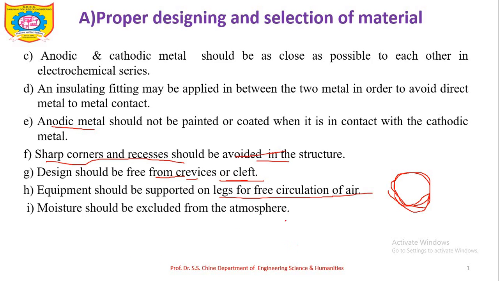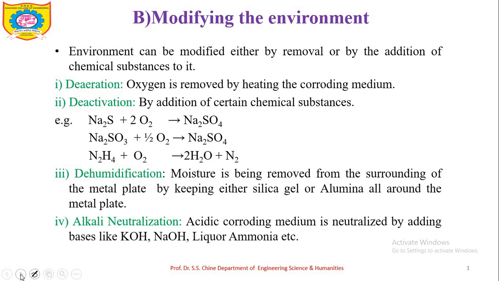Then moisture should be excluded from the atmosphere. Suppose in a particular room, you have kept your metallic instruments, and there is moisture, then automatically day by day that instrument undergoes corrosion. Slowly, but it will undergo corrosion. So you have to make that particular room free from the moisture. Means you need to remove the moisture from the atmosphere so that the corrosion will not occur. So all this is about the proper designing and selection of the material.